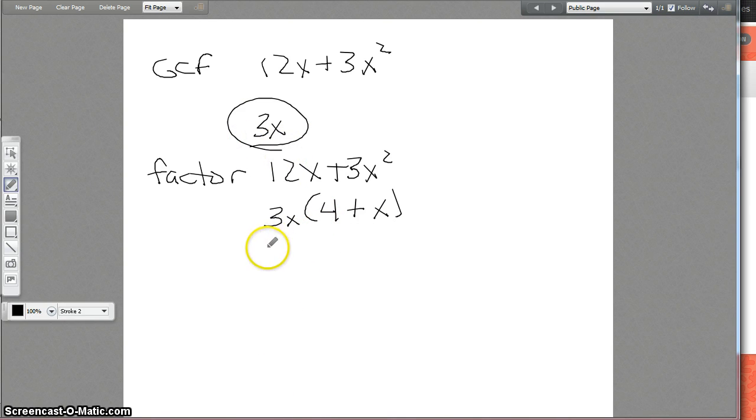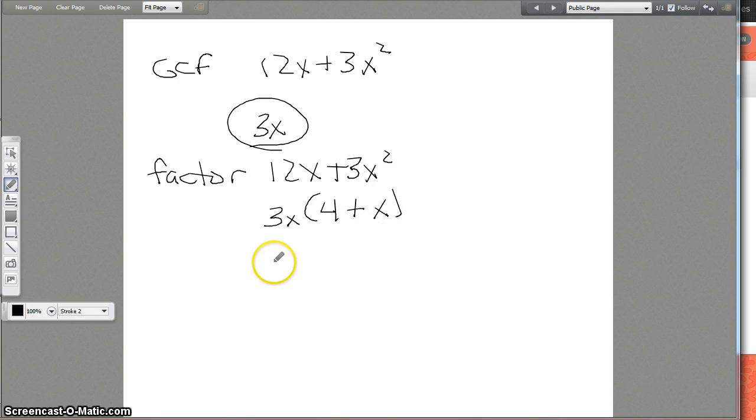If you're asked to factor it or factor it completely, then you find the greatest common factor first and you put that outside the parentheses, and then you write down what you need to multiply it by to get what you started with.